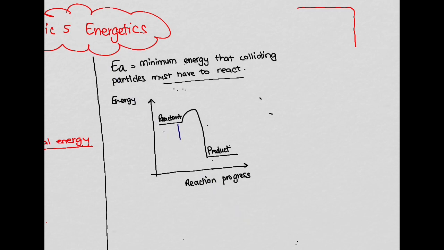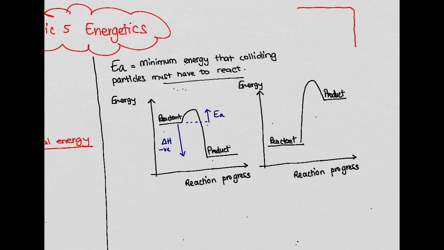So here, this is going to be delta H. From reactant to product, delta H is negative. But from reactant to the highest point of the graph, this is the activation energy. So this you have to be able to label in a reaction pathway.